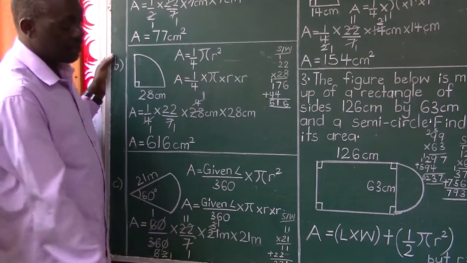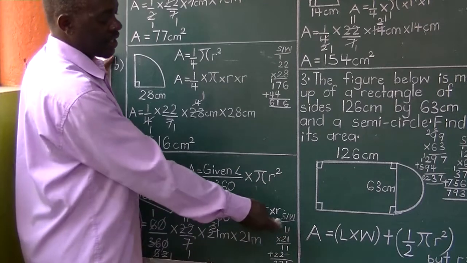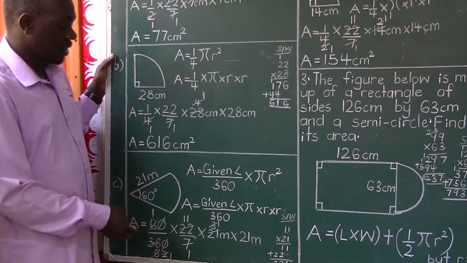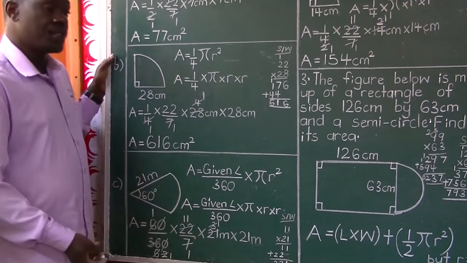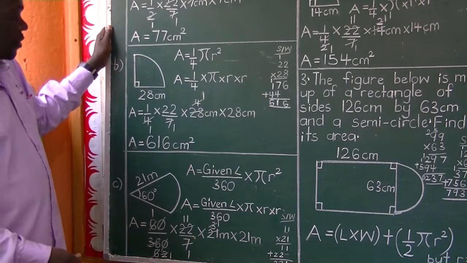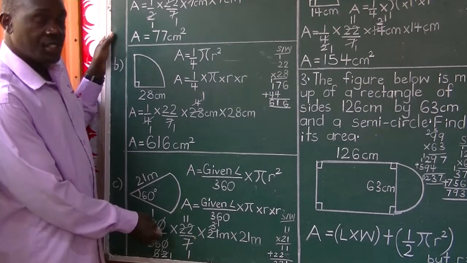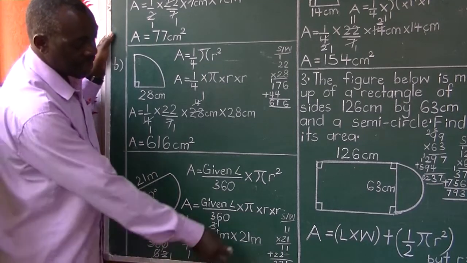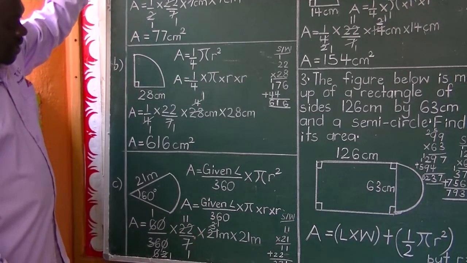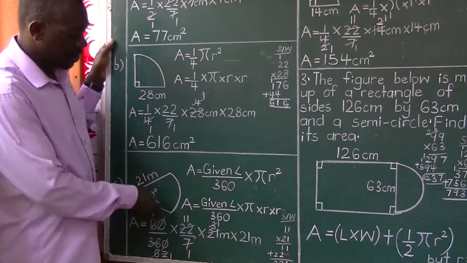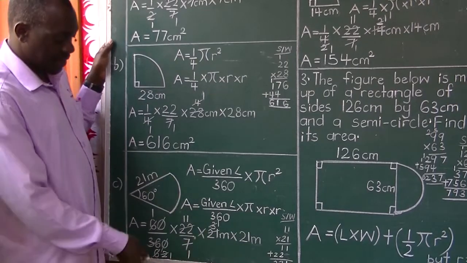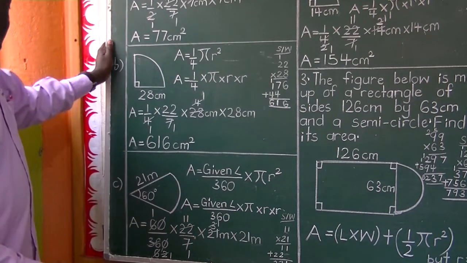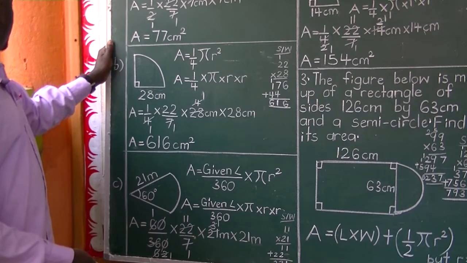So therefore, we expand in the next step. We say given angle out of 360 times pi times radius times radius. So this flat surface is the radius. Since 21 is a multiple of 7, we shall use 22 out of 7. So set area equals the given angle of 60 out of 360 times 22 out of 7 times radius, which is 21 meters, times another 21 meters. Be careful with the units, they are meters, not centimeters. Ensure you substitute accordingly and then see if you can cancel, after detecting a common divisor.